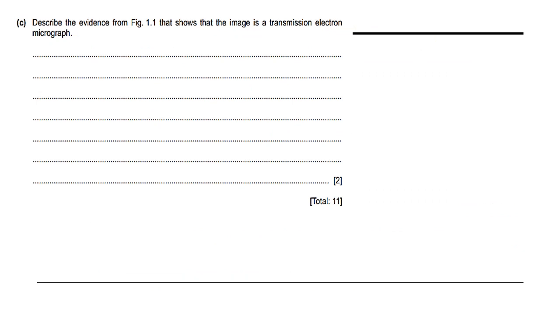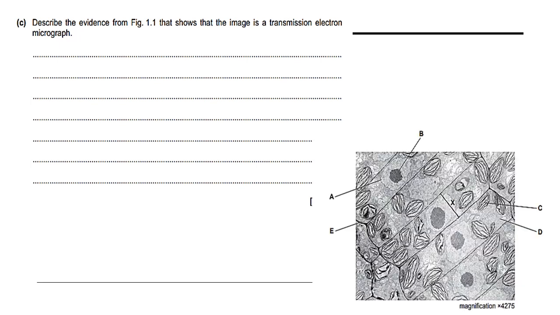Describe the evidence from figure 1.1 that shows that the image is a transmission electron micrograph. So usually these kinds of questions come on and they're just 2 marks. But what you can tell is, for example, that transmission electron micrographs, by the way, give higher or better detail than you would find on a light microscope, obviously.